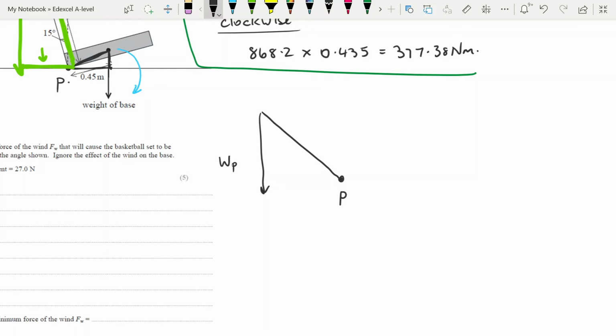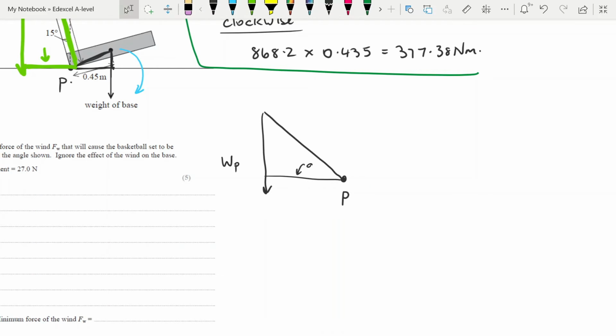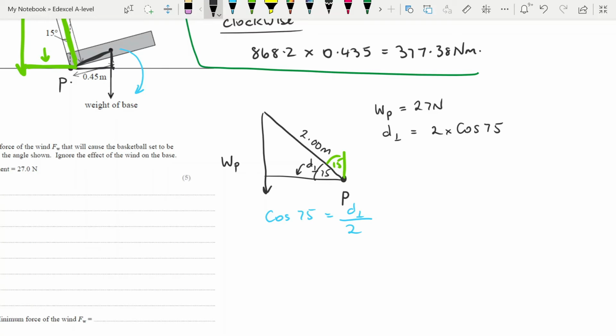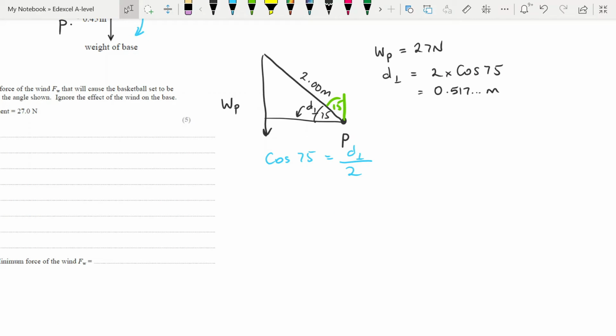There's the weight of the post, which is 27 newtons. This is our perpendicular distance. We know that this is 2 meters. We also know that this angle here is 15, which makes this angle here 75. Again, our weight of the post given to us in the question is 27 newtons. What is our perpendicular distance? Well, the cos of 75 is equal to our perpendicular distance, which is the adjacent side, over the hypotenuse, which is 2 meters. So our perpendicular distance is 2 times cos 75, which gives us 0.517 and change meters.